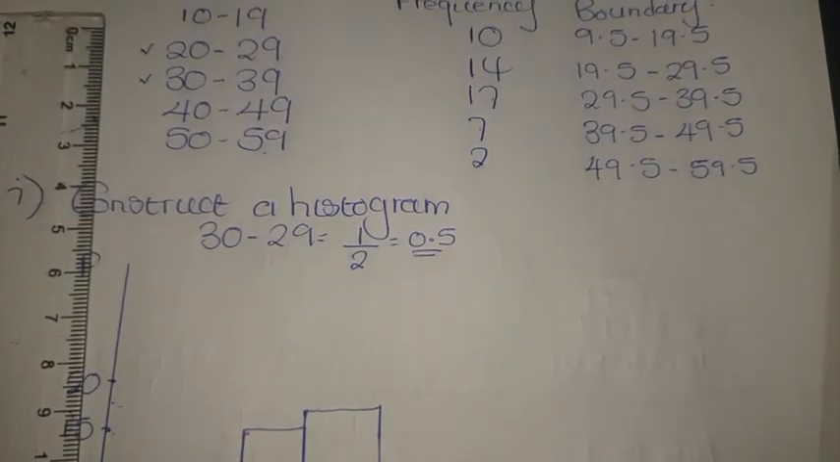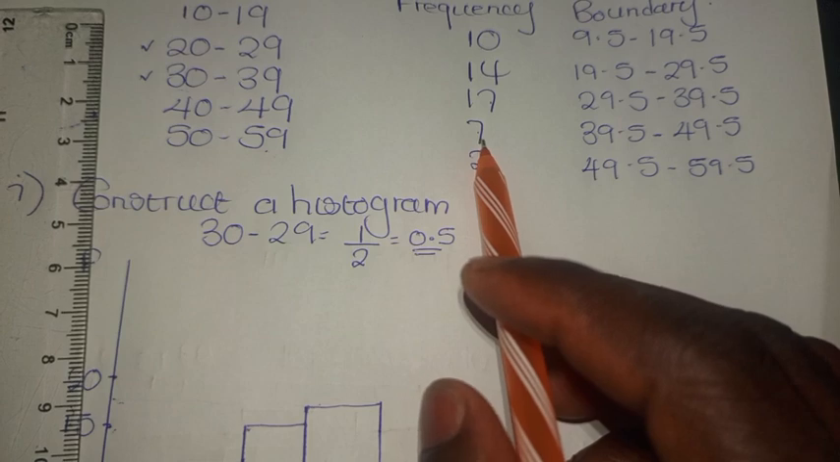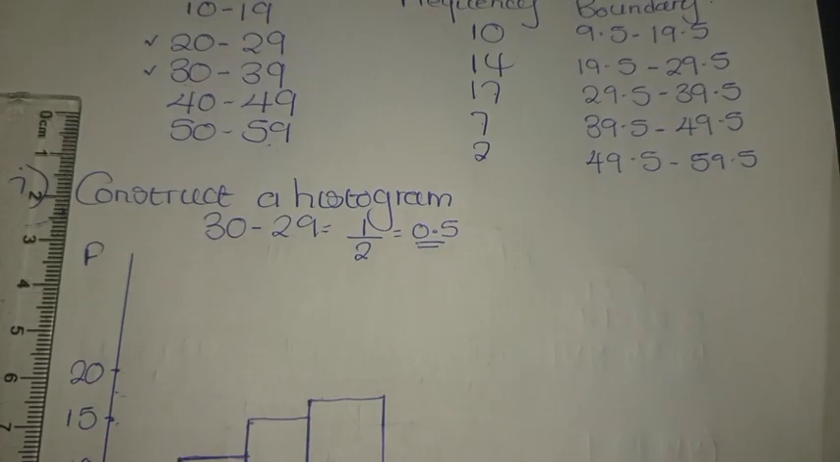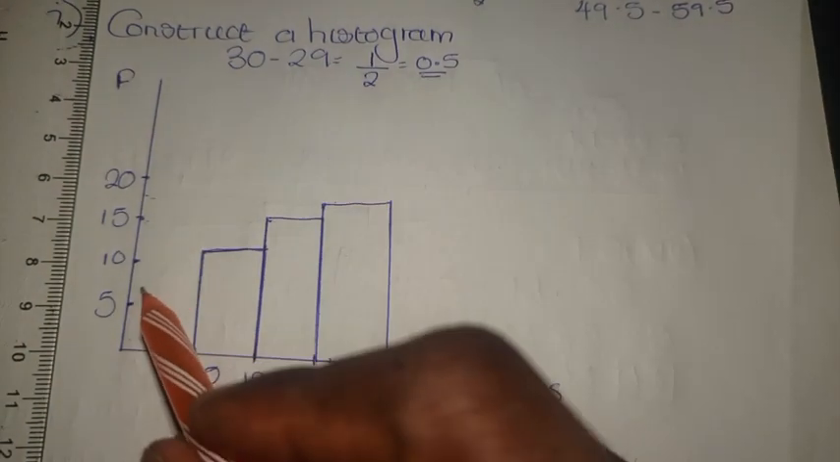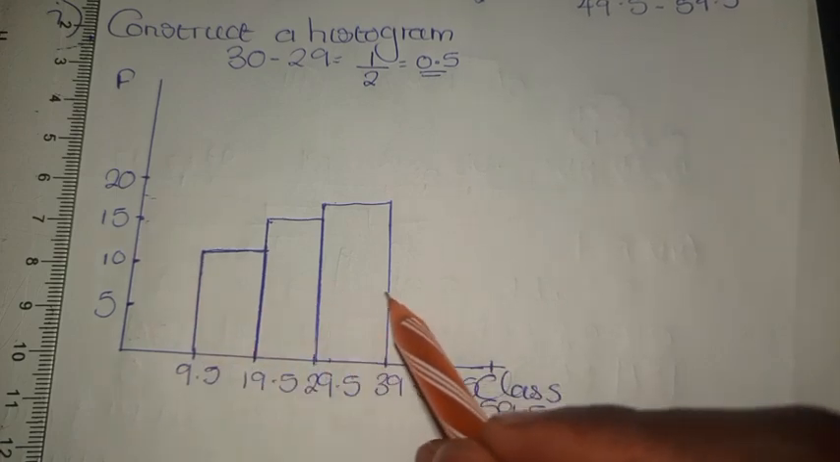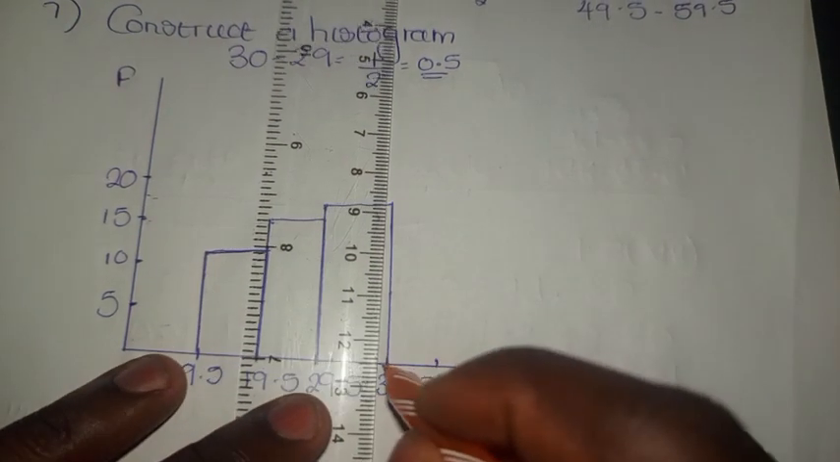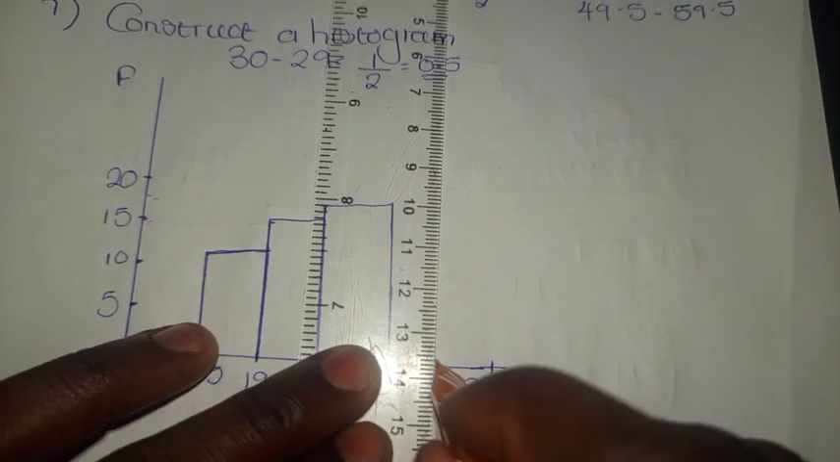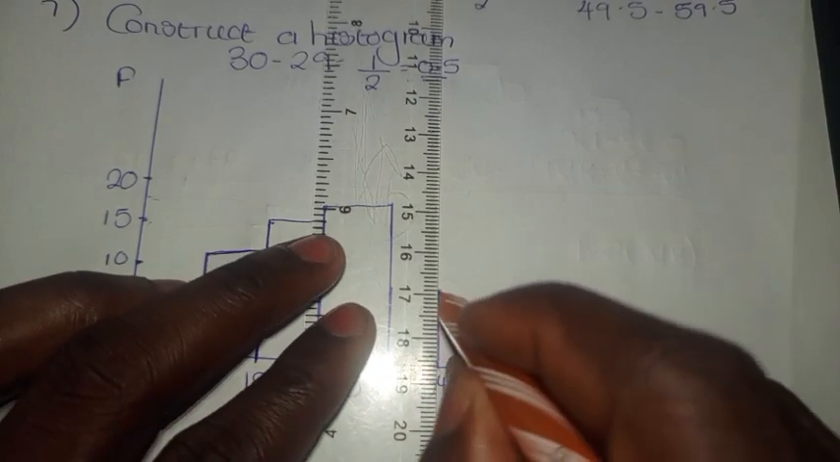We are also doing the same. Remember, the frequency is 7, starting from 39.5. So let's assume 7 is somewhere here. We are starting on 39.5, ending on 49.5.